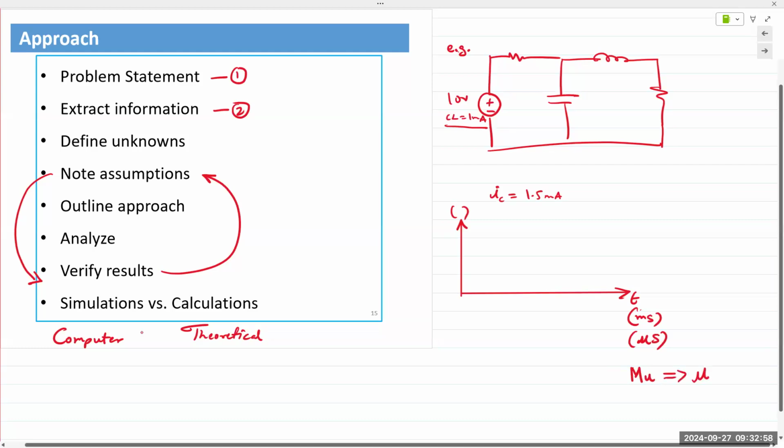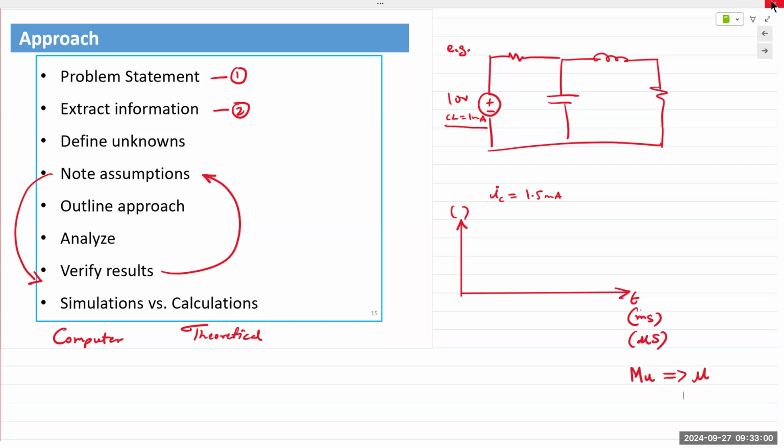Okay, micro, 10⁻⁶. I've done this in the past, not recently. The reason this sticks with me is that I've made the same mistake several times. Typically I'm used to seeing milliseconds, but there was one problem where it was microseconds, and I would go through everything, my analysis would be correct, and the answer would still be incorrect. It would not match up. And that's when I realized I took milli instead of micro.